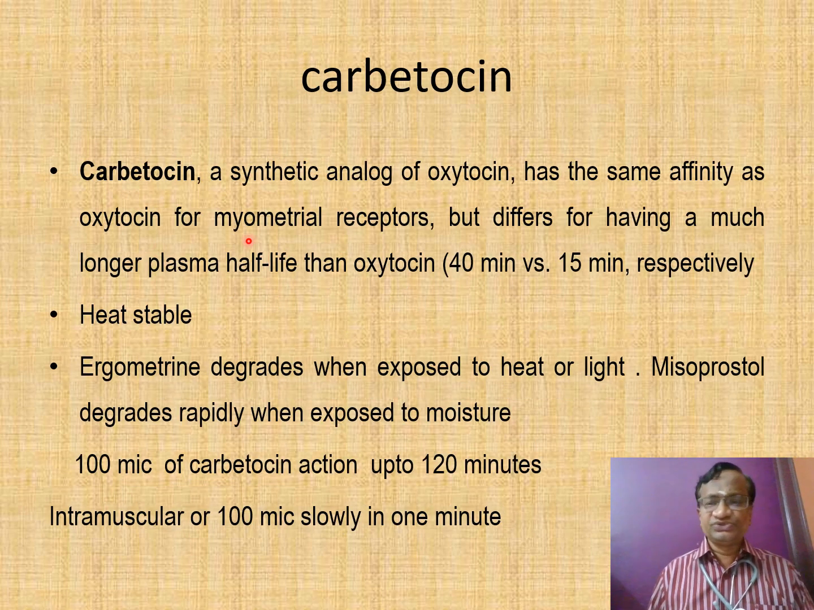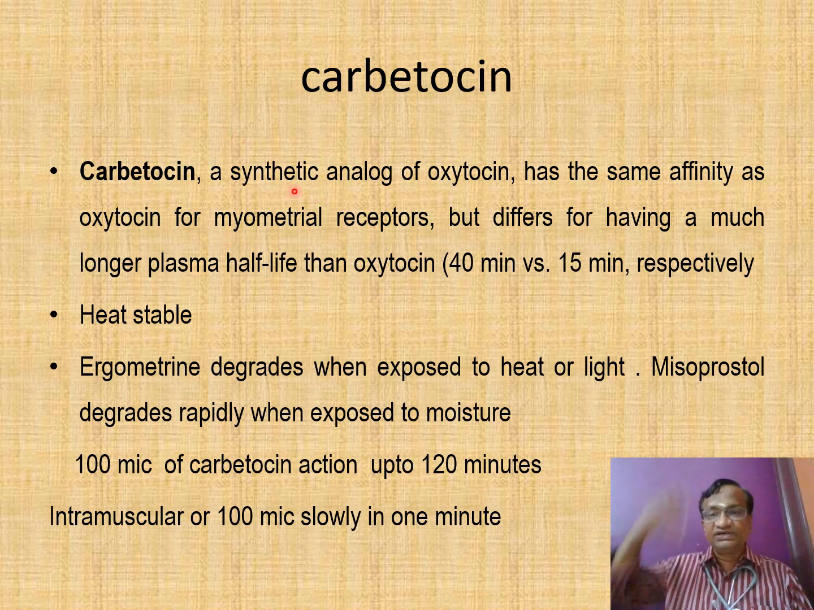Now we go to carbetocin. This is another drug. Now we have finished oxytocin. Now we will go to carbetocin. It's an analog of oxytocin. It's a synthetic. Oxytocin is naturally secreted from above.